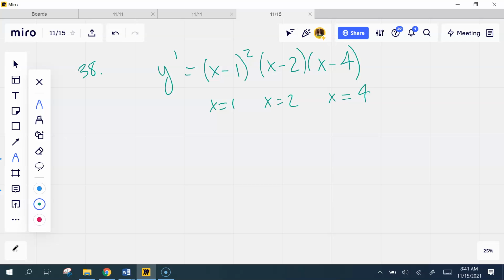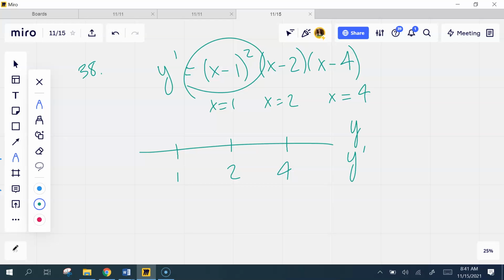You're plugging into the derivative to see the sign. Remember when we set up our chart, this is the derivative, and it tells us what's going on with the function. So this would be 1, 2, and 4. This, by the way, is a repeated solution. Does it bounce or go through? It's even. It bounces. Multiplicity is a repeated solution.